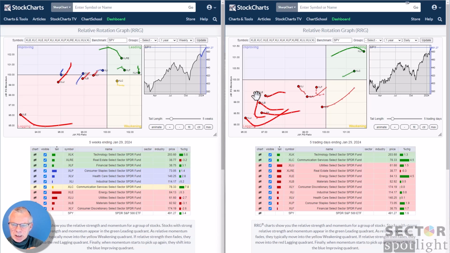We see a pickup in energy. That weekly pickup is the result of the improvement of the daily tail for XLE. But nevertheless, this is all very low readings on the JDK RS-ratio scale. Apart from financials, which is the only one starting to pick up in the right direction, all these sectors are moving lower on the RS-ratio scale and/or at a negative heading.